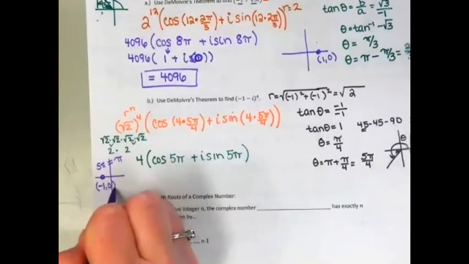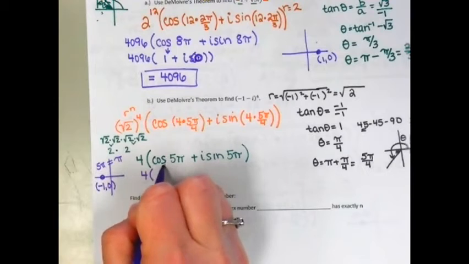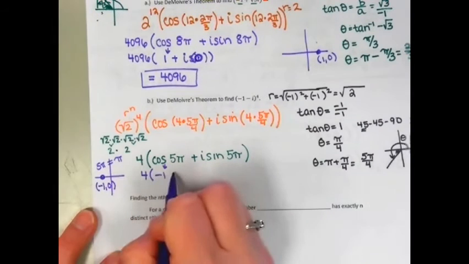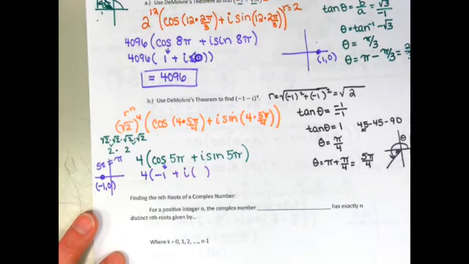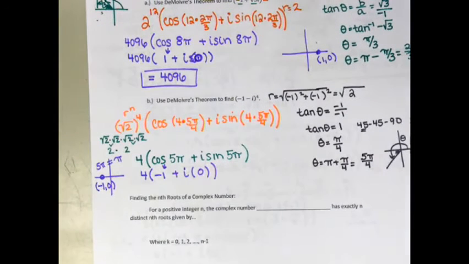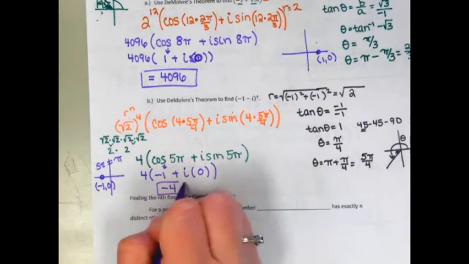So what is pi as a coordinate? -1 comma 0, right? So what is the cosine of 5 pi? Is it -1 or 0? -1 plus I times, what's the sine of 5 pi? 0. So what is 4 times -1 plus I times 0? -4. And there you go. Just found it.